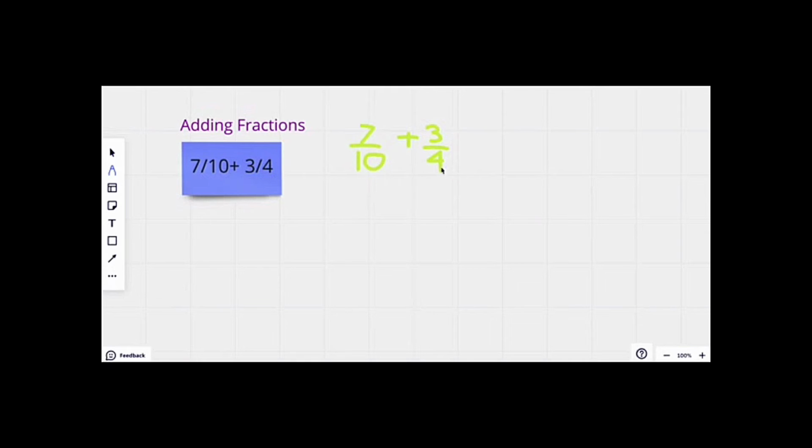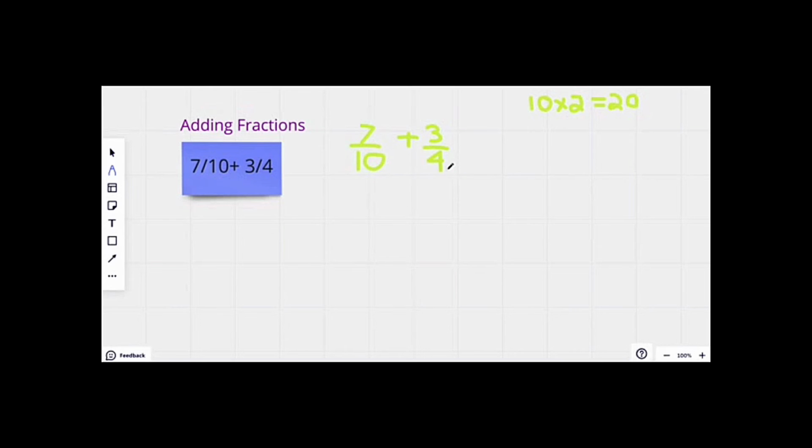So we need to find something that we can multiply 4 by that will give us a result that we can also get from the 10 times table. So let's start with the 10 times table because that's a little bit easier for us to do. We know that 10 times 1 is 10, so we already know that's not going to work. What about 10 times 2? Well, 10 times 2 is 20. Okay, wait a minute. 20 may be a good number.